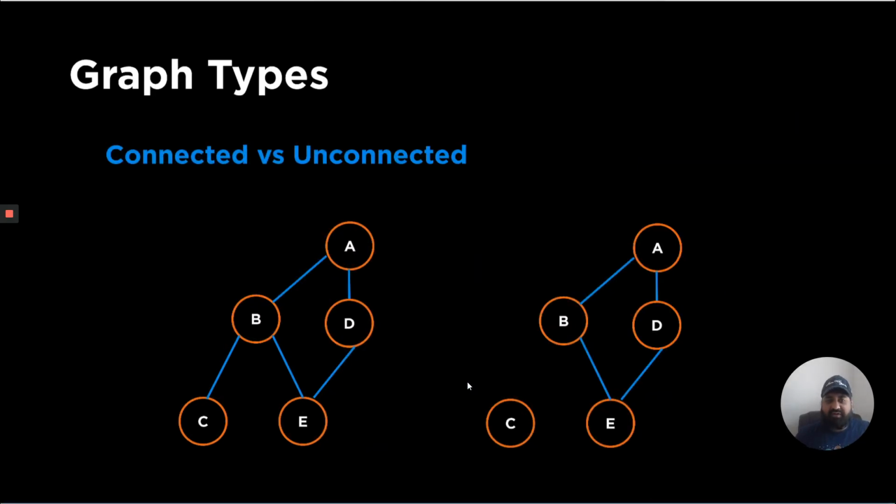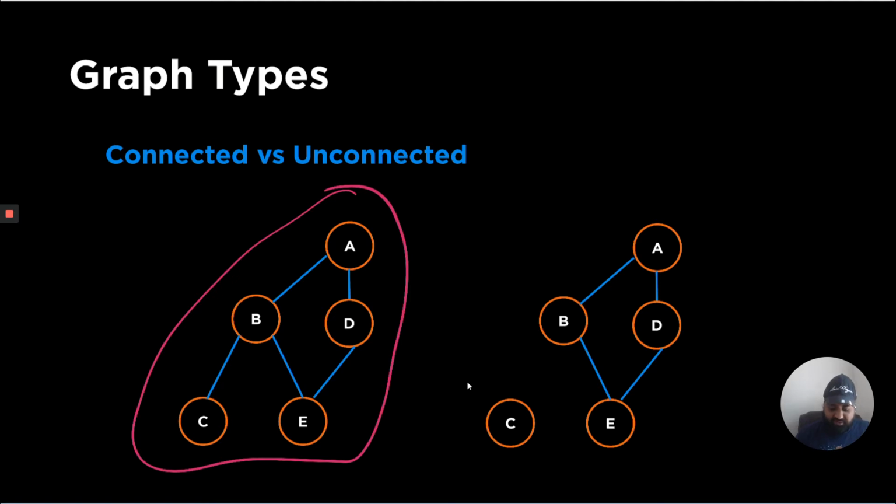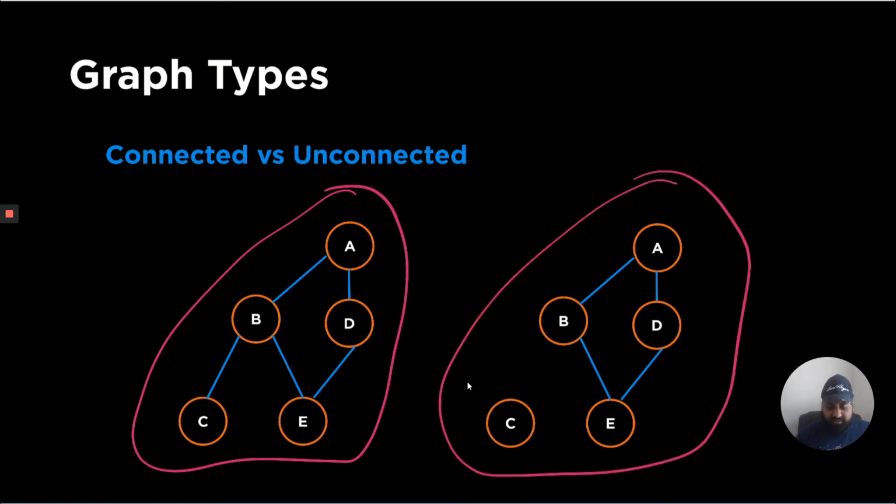The third type of graph is connected and unconnected graphs. On the left, we have an example of a connected graph, and on the right, we have an example of an unconnected one. A connected graph has all nodes or all vertices connected, so there's a path from one vertex to another for all nodes. While in an unconnected one, there might be some nodes which are not connected to all other vertices, or there might not be a path from one vertex to some other vertex, which is the case here where there's no path between C and D.